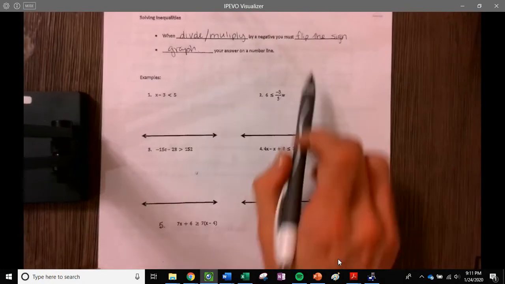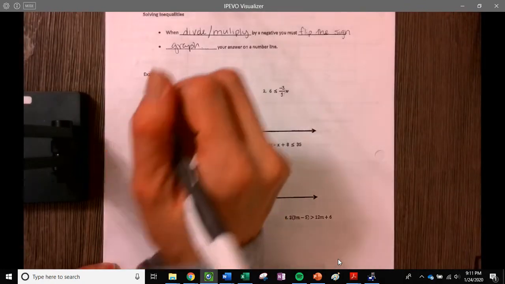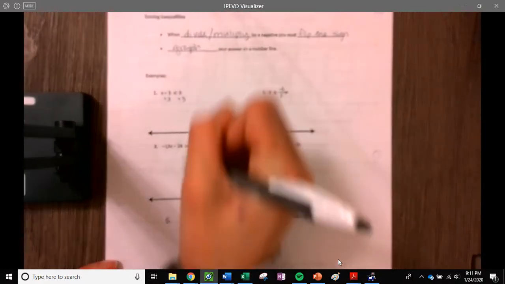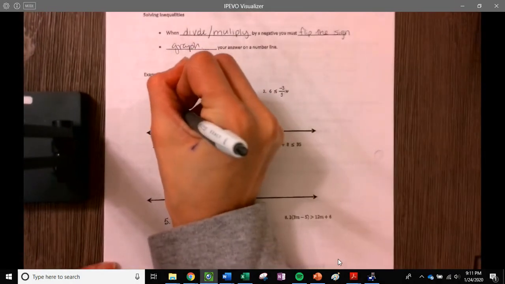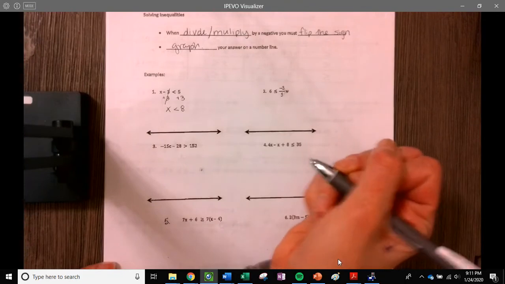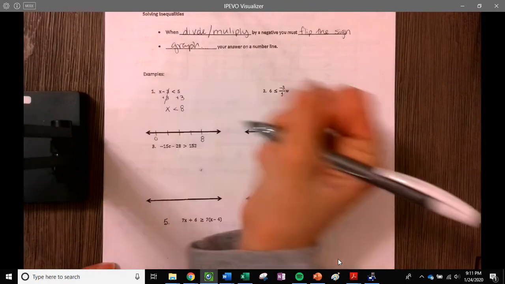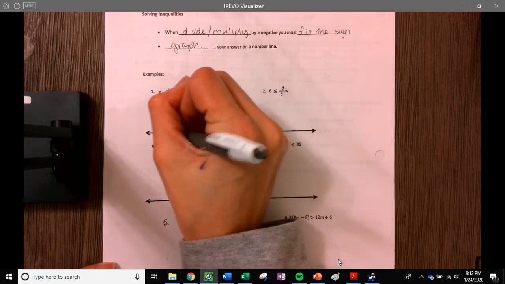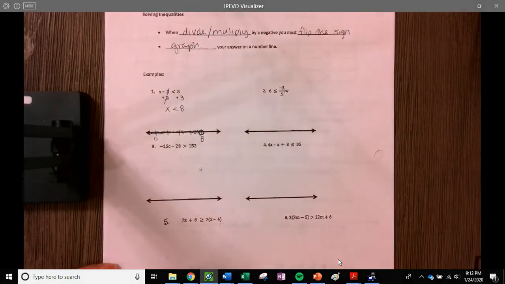All right, so we'll get to an example where we have to do that. But first, let's start with this one. x minus 3 is less than 5. So just like a regular old one-step equation, we'll add 3 to both sides to cancel this out and get the x by itself. And now we have x is less than 8. So we'd go 0, 2, 4, 6, 8. Open circle, shade in the direction that the arrow is pointing. A little squiggle. Okay.